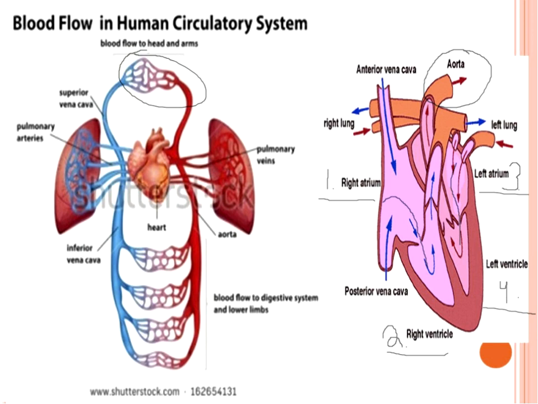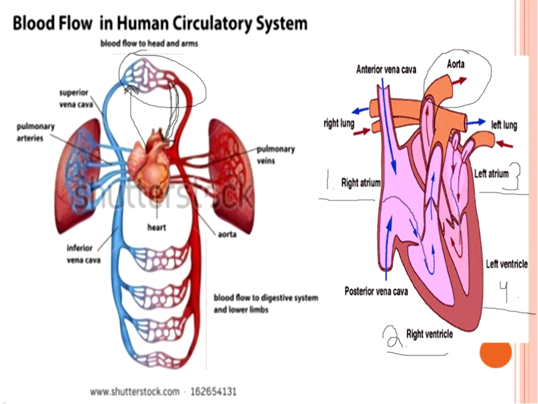One exception to the rule, though. Arteries will always carry blood away from the heart. Veins will always carry blood back to the heart. But arteries are always oxygen rich, except for the pulmonary artery. So this artery right here that goes from the heart to the lungs, that's the only artery in the entire body that's oxygen poor. And vice versa, the pulmonary vein that goes back to the heart here is the only vein in the body that is oxygen rich.